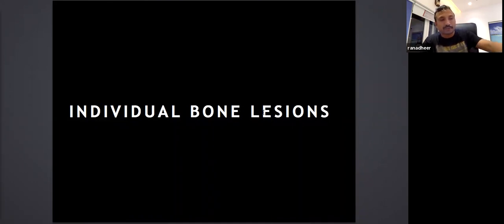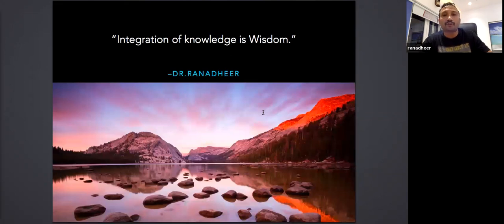Suppose you have a simple metastasis from neuroblastoma, where will they be located? How do they appear on X-ray? How do they appear on CT? How do they appear on MR? How do they appear on bone scan? And how do they appear on PET-CT scan? If you know all these, then you will be well equipped, so that you will do justice to the patient. Integration of knowledge is wisdom. That's it. So you have to integrate radiology with your practice, so that you will be wise enough to avoid unnecessary treatment and promote treatment in those who are deserving.